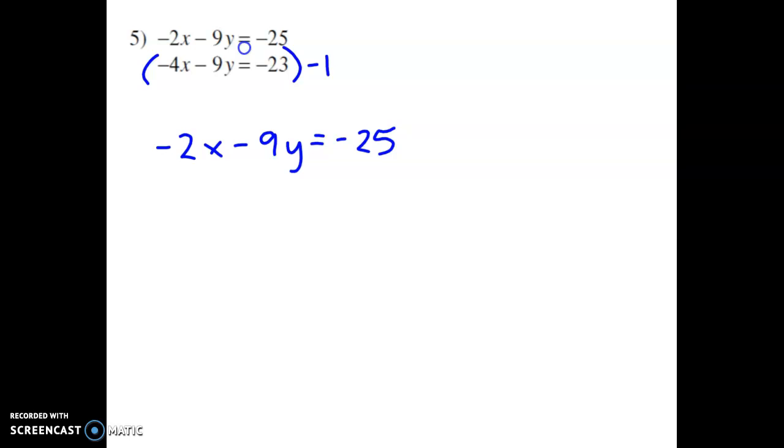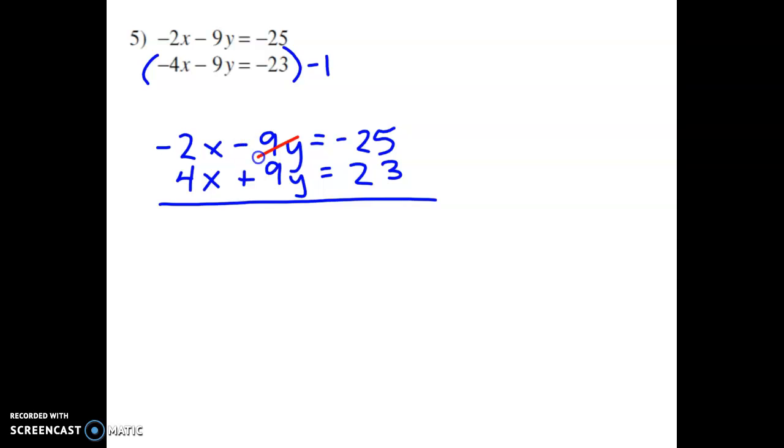But the bottom, when I multiply -4 by -1, we'll get a positive 4, a positive 9y, and then a positive 23. So multiplying by the negative is going to change all my signs positive. So from here, all we have to do is eliminate. I can see that my minus 9y and my plus 9y are going to eliminate.